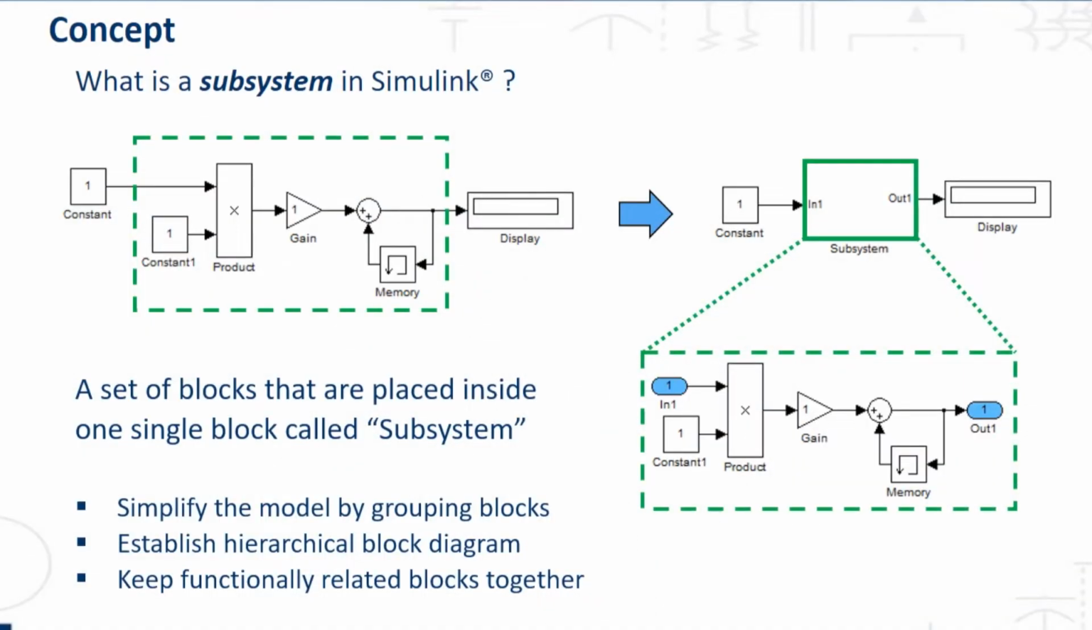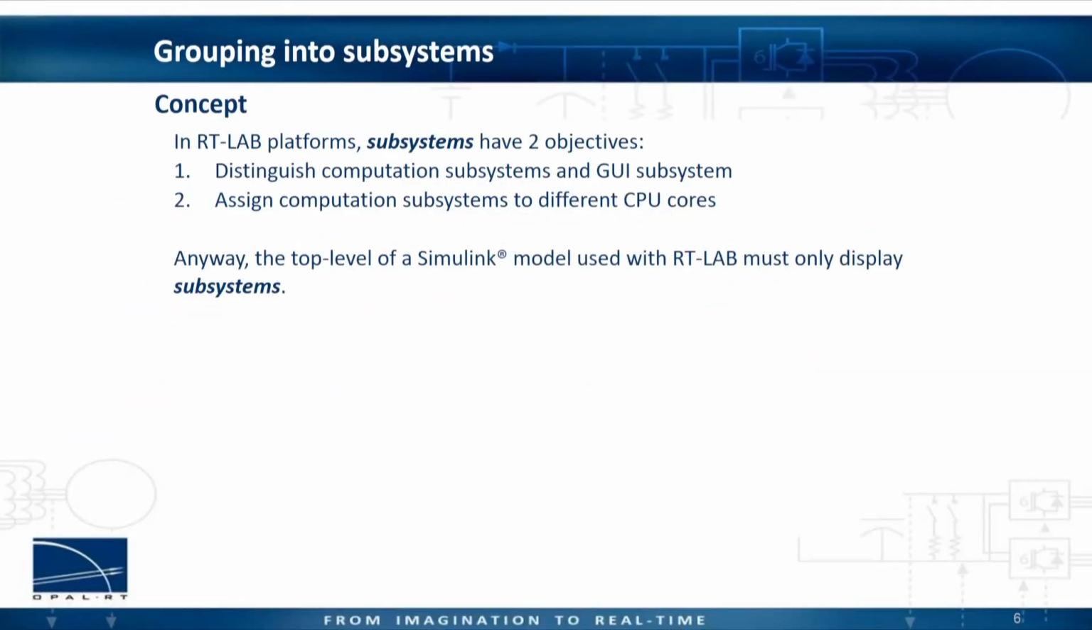As you can see from this figure, we will be making all the computation into one subsystem, and the user interface, like the scopes, the displays, or any constant values which you would like to change during real-time simulation, inside the user interface subsystem. So there will be two subsystems basically. One will be the computation subsystem and the other is the GUI subsystem. This computation subsystem will be allocated to different CPU cores.